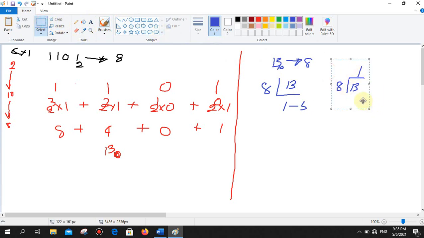So after that, as a remainder, we got 5. So then the final answer I will write it here, 15 base 8. I think you understand how to convert binary number into octal. I can revise you again. So first you need to convert that binary number into decimal. After that you have to convert decimal number into octal. So these are the steps, okay, how you get that one.